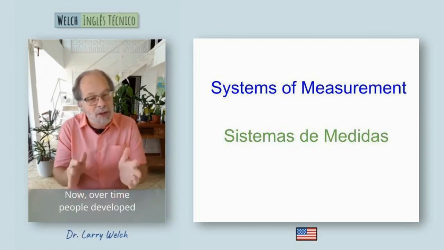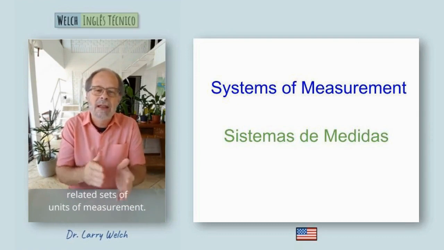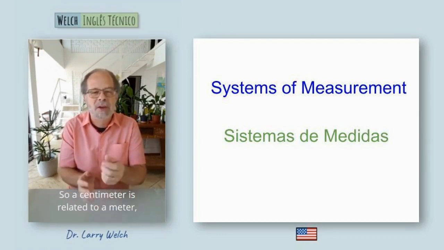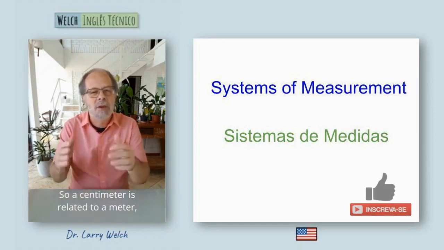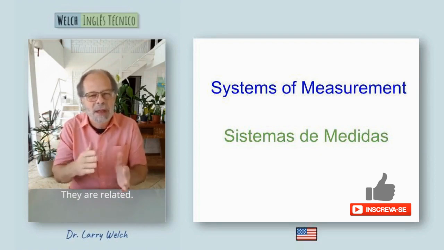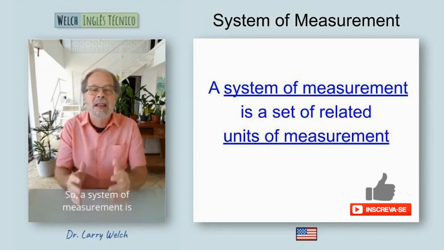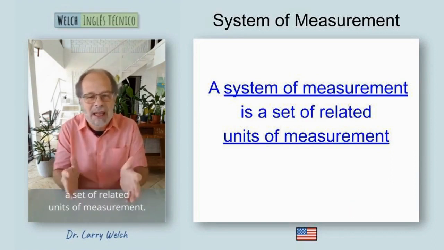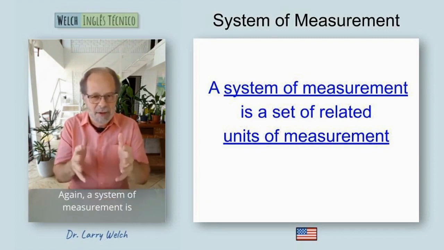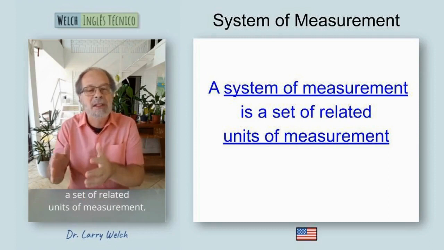Now, over time, people developed related sets of units of measurement. So a centimeter is related to a meter, and it's related to a kilometer. They are related. So a system of measurement is a set of related units of measurement. Again, a system of measurement is a set of related units of measurement.